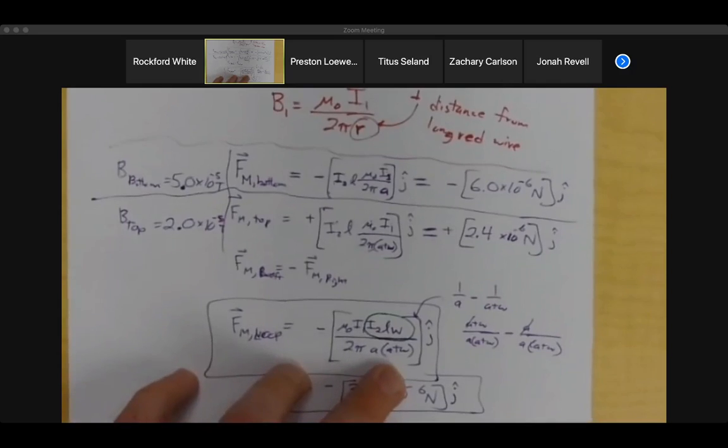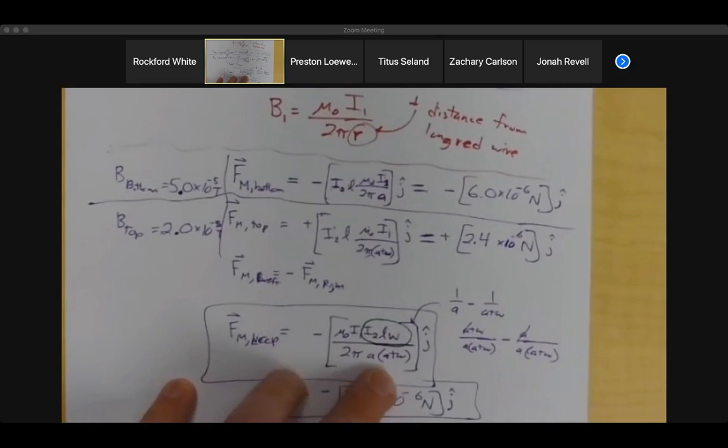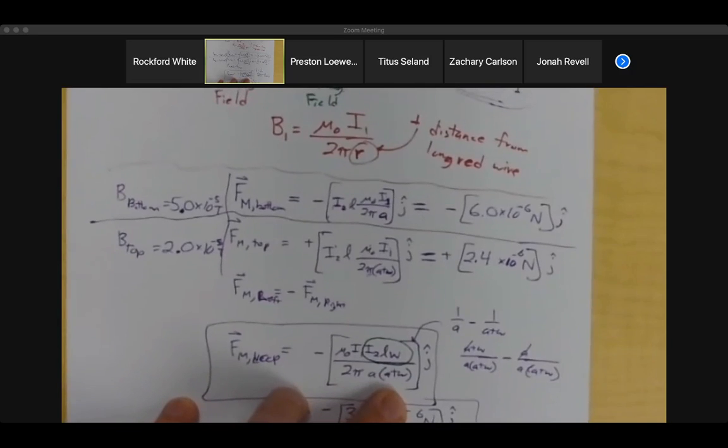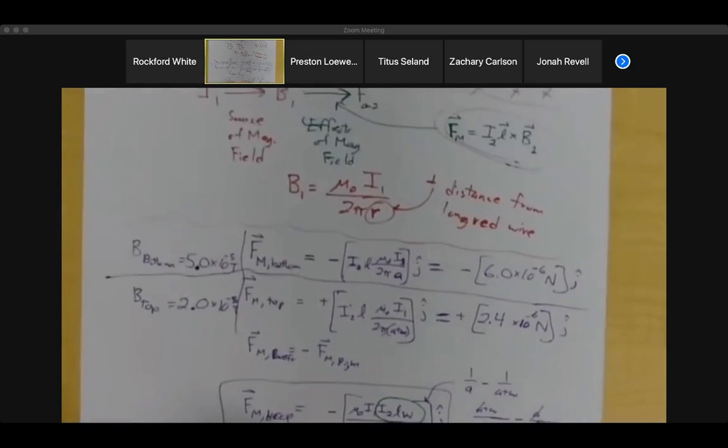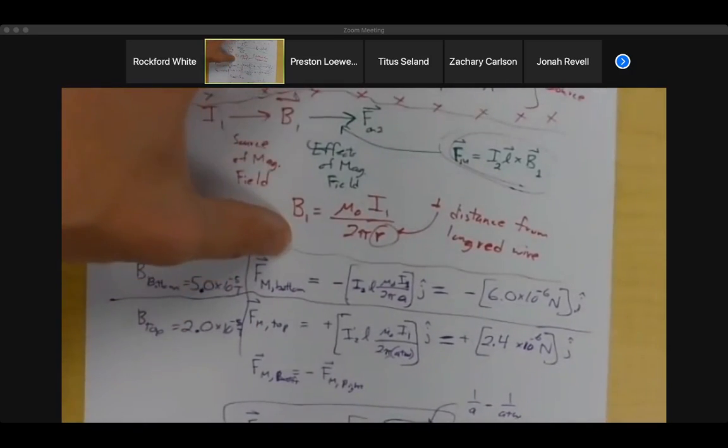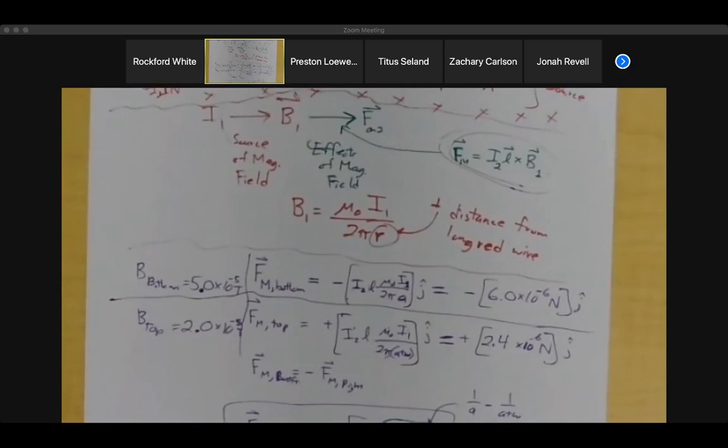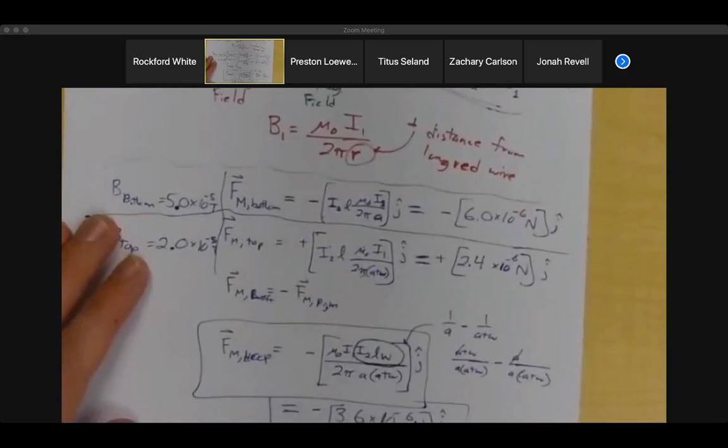The A plus W stuff is kind of like an average value for radius from the loop. It's probably in some sense doing something like averaging or integrating for us. We're more than A away. We're always more than A away. We're always closer than A plus W away. Maybe we should divide by some distance squared. How about something like that? Anyways, that's what you would get.